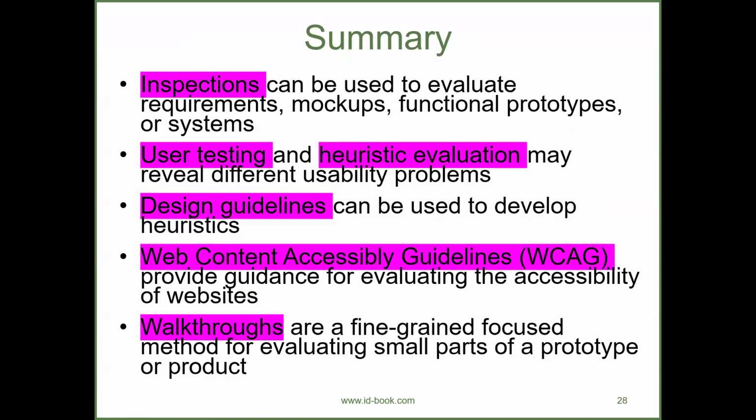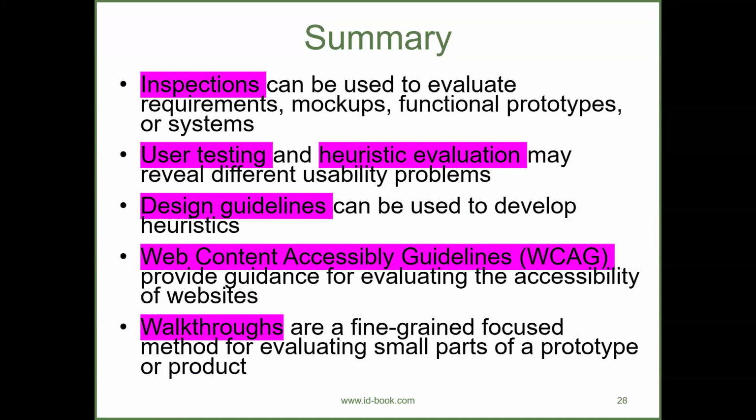Now let's see the summary. In this chapter, we have talked about inspections. Inspections are nothing but checking the functional prototype, checking that the system is working properly, understanding what problems we identify during inspection, and trying to improve it. User testing and heuristics are very helpful in carrying out the inspections, which uncovers many usability problems. Heuristics are developed based on design guidelines.